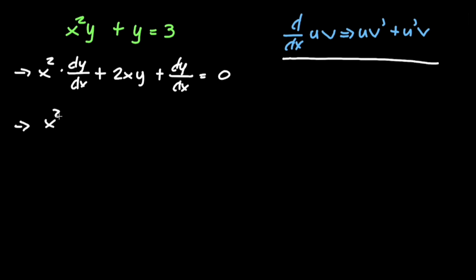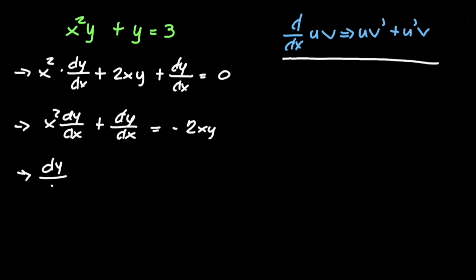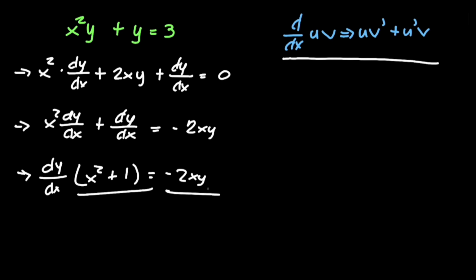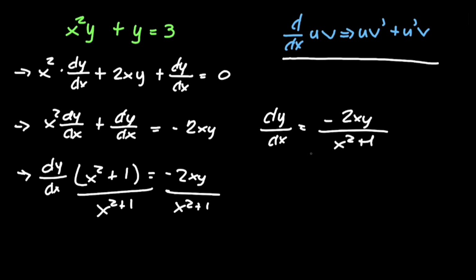Isolate dy over dx, so you'll get x squared multiplied by dy over dx plus dy over dx equals negative 2xy. Factor out dy over dx, so you will get dy over dx multiplied by x squared plus 1, equals negative 2xy, because dy over dx multiplied by 1 is still dy over dx. Divide both sides by x squared plus 1, and the final answer would be negative 2xy over x squared plus 1.